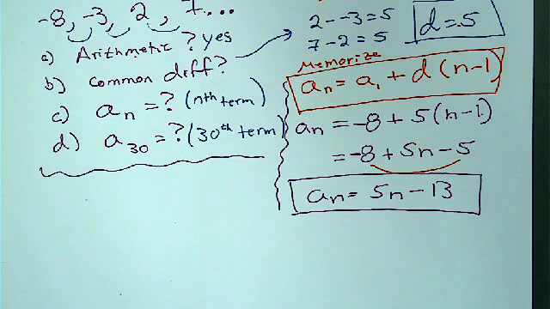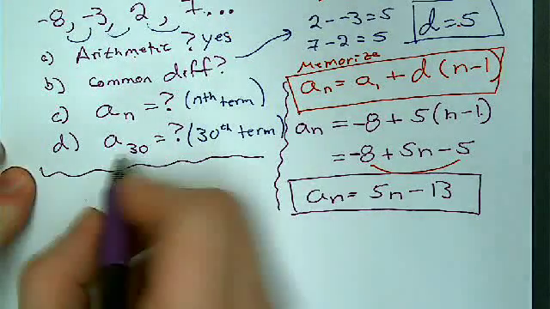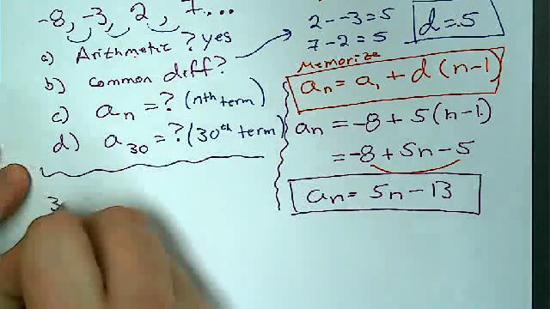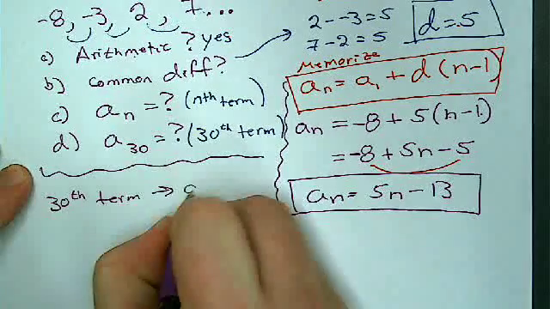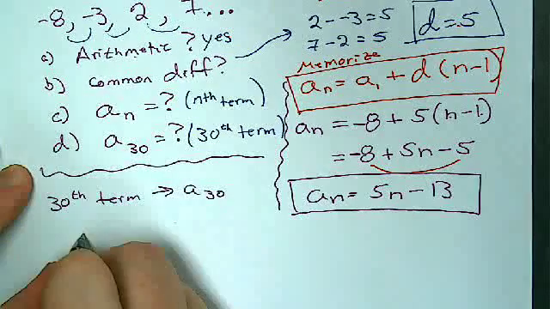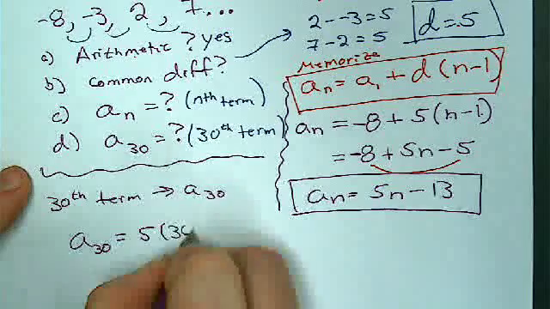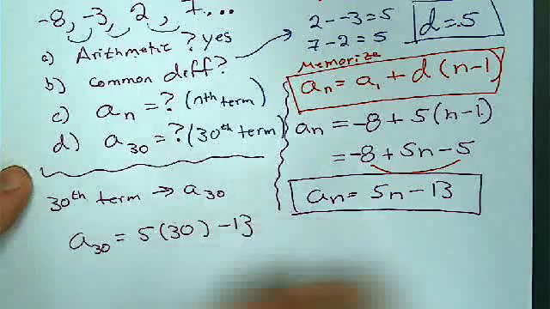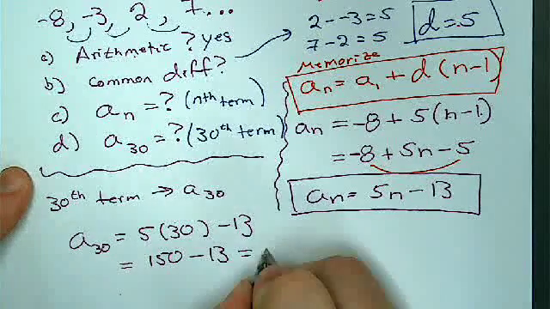Now it's to the 30th term. Yep. The last thing to do is now let's get the 30th term. So the 30th term, which is the same thing as a sub 30. So a sub 30 is going to be 5 times 30 minus 13. 150 minus 13, which is 137.